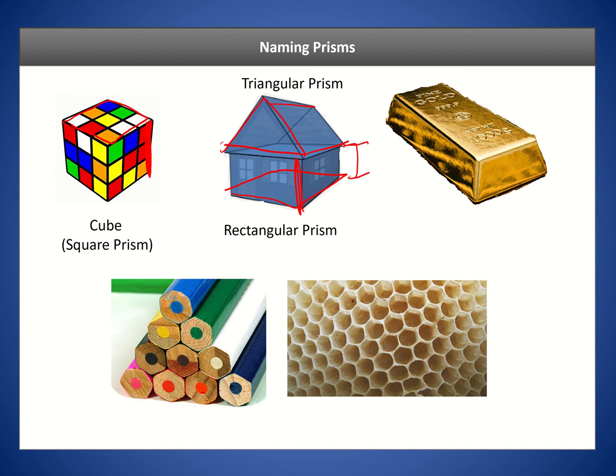Now the one on the right is a bar of gold, as you tend to picture it. But the base of this is a trapezoid. So notice that the base is a trapezoid and then you extend it to make it three-dimensional. So this is a trapezoidal prism. And funnily enough, the one on the bottom left, these are just colored pencils, right? Normally you would think of colored pencils as cylindrical in shape, but if you actually look carefully at them, they're more hexagonal in shape. That's a hexagon, and you extend it and it becomes a hexagonal prism.